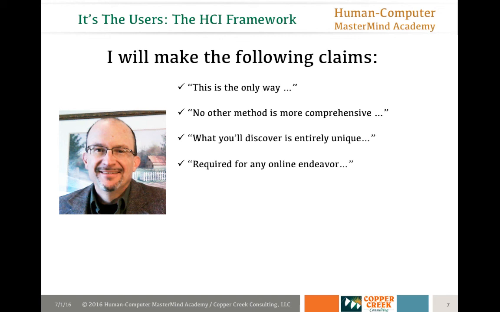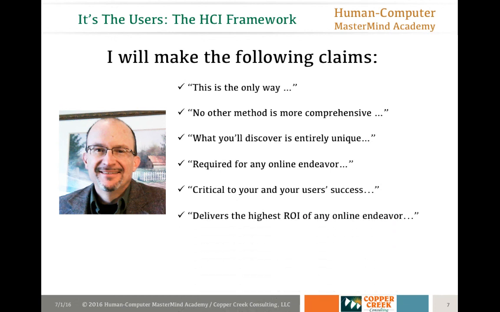If humans and real users are the driver, they're the controller of everything that happens for you online, it must be a requirement. You must go look at it. And again, because it's central to everything that happens, it is critical to your success and your users' success. And those are tied together. If your users don't succeed, you won't succeed. I'll also make claims about ROI, and I'll give you some examples of return on investment. Whatever you spend, whatever time you invest, whatever effort you put into the study of HCI can reap huge returns. And we'll go into some very specific examples and case studies of how that works.